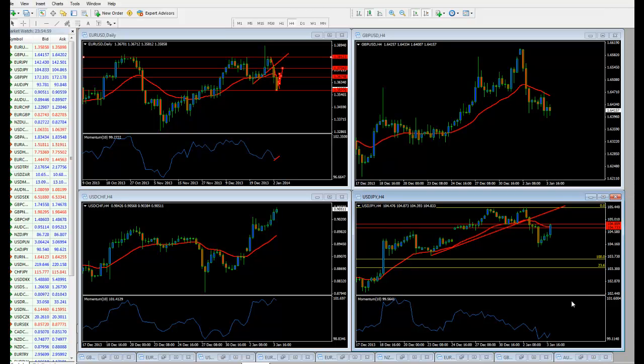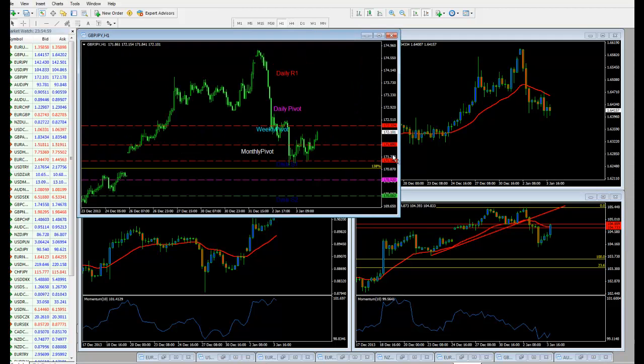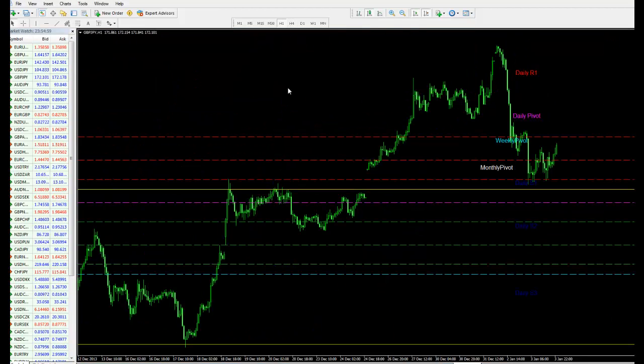Okay, let's see where we're at time-wise. We're at 14 minutes. Let's look at pound yen.